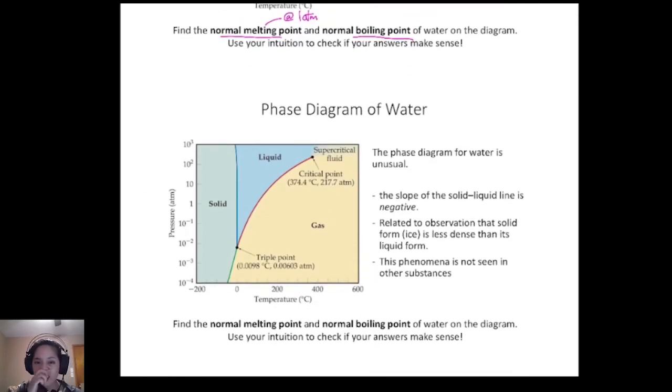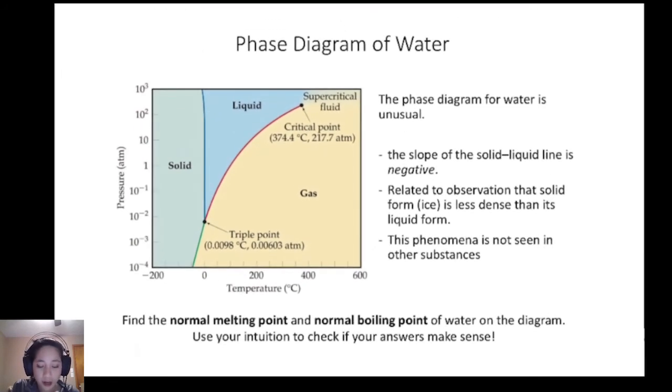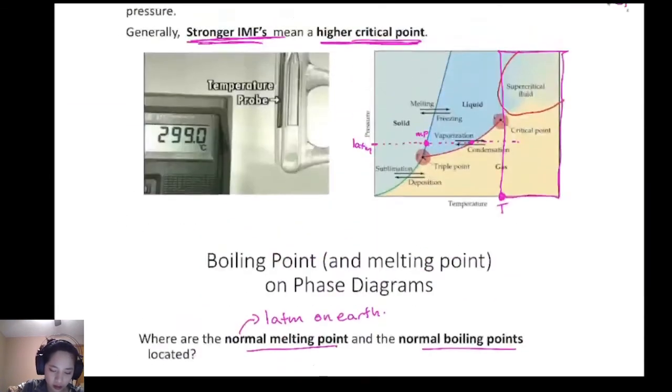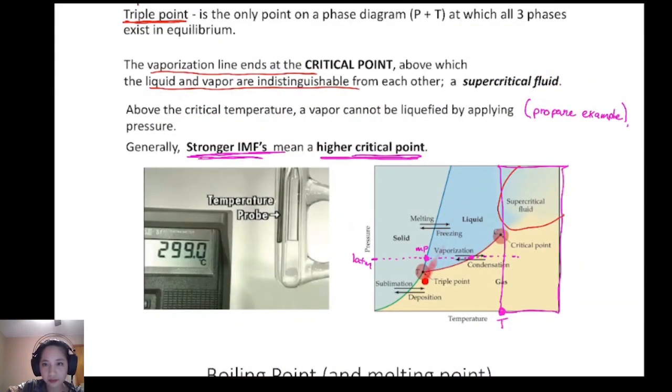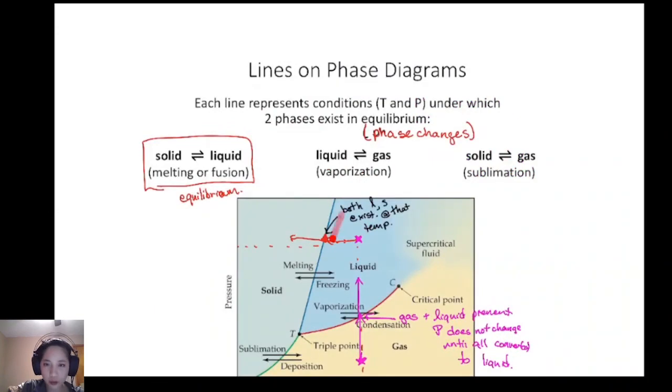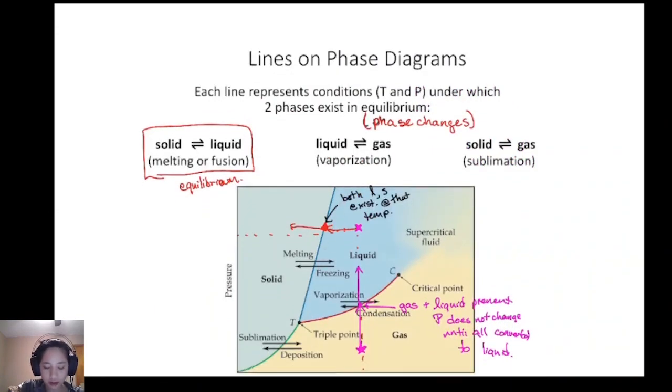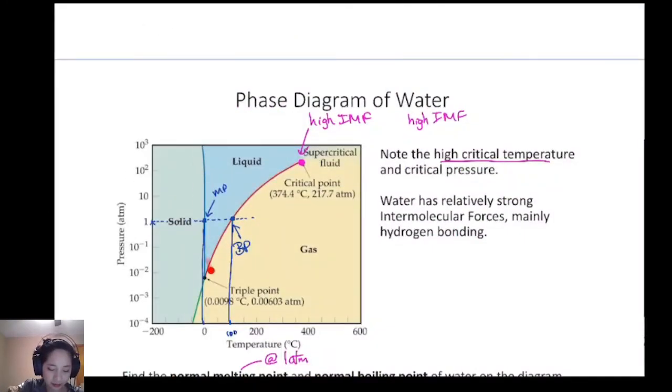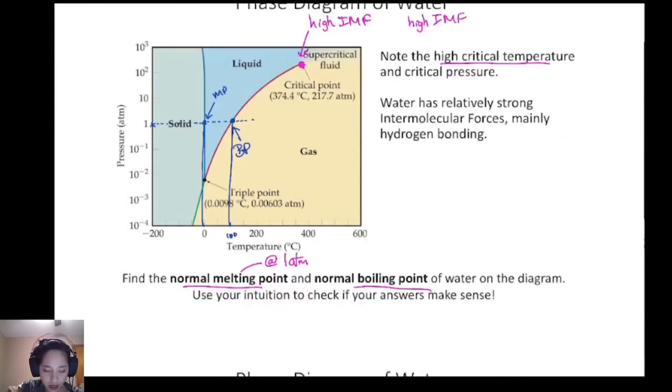Okay, so one other thing about water that is kind of interesting that you might not have noticed with all the other phase diagrams that we've seen. This phase diagram for water is slightly unusual because the slope of the blue line is negative. It goes this way. In this diagram it goes this way, and in the other one it's like a positive slope. But in water, it is negative. It kind of flips back the other way.